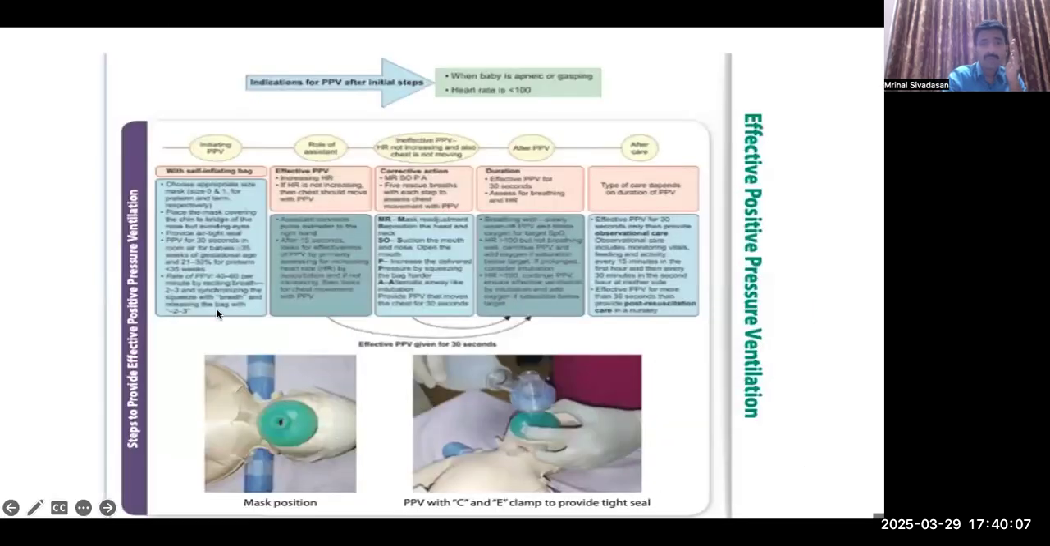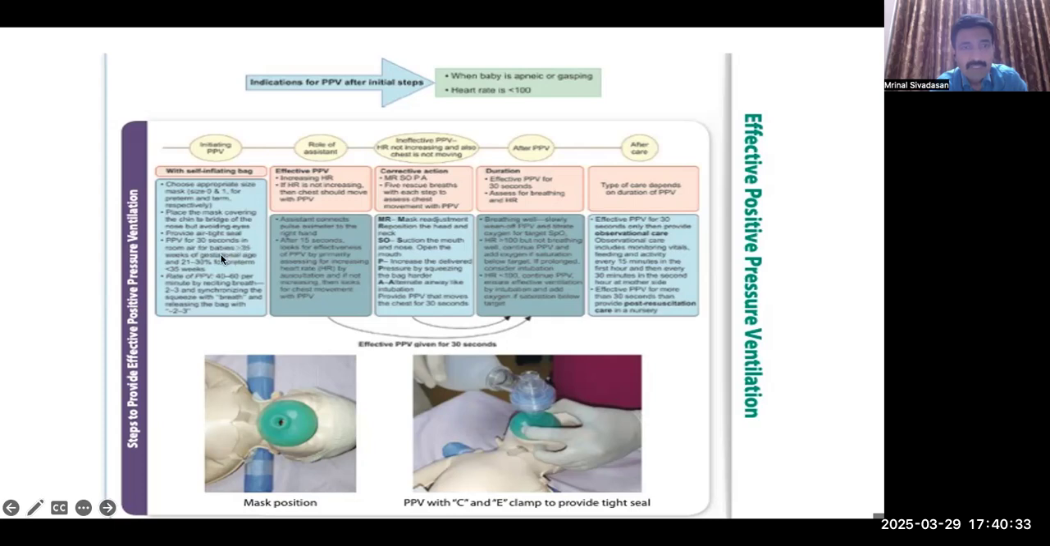Now we have come to the positive pressure ventilation step, and that is the breathing. The second step is to give effective positive pressure ventilation, and you have to initiate it with the self-inflating bag. The mask size should be 0 or 1, and place the mask covering the chin to the bridge of the nose, provide an airtight seal, and give positive pressure ventilation for 30 seconds.